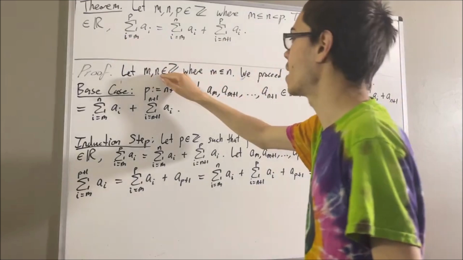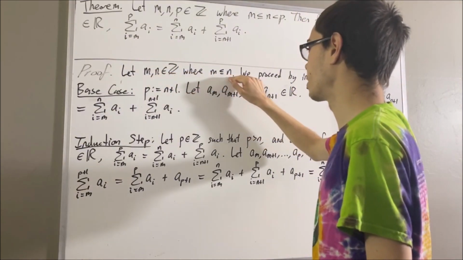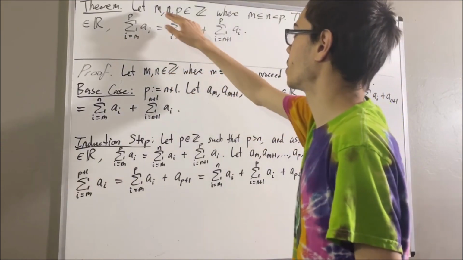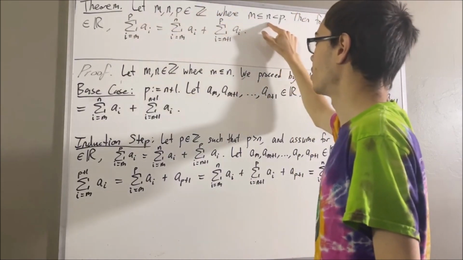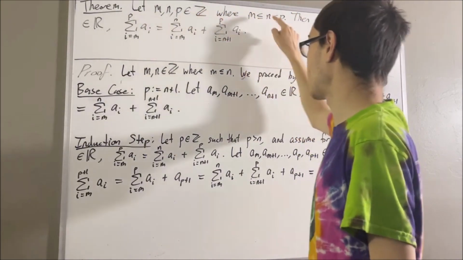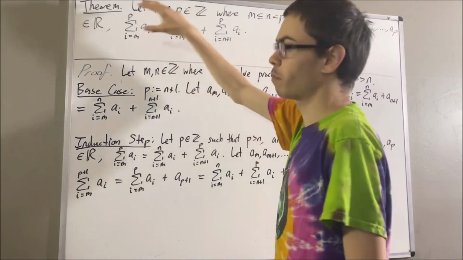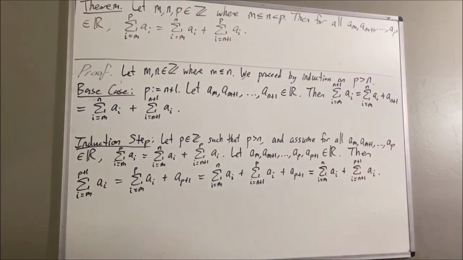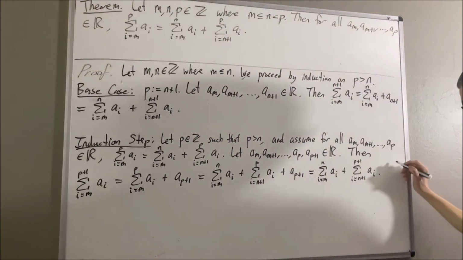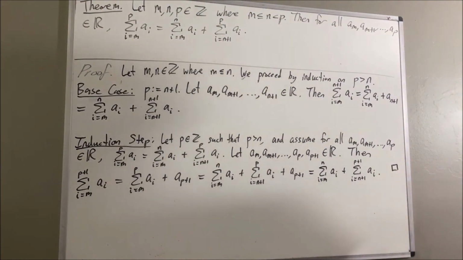Well, since m and n were arbitrary integers that satisfy this condition, this means for all integers m and n which satisfy this condition, we have for all integers p which satisfy this condition, that this is true, which means we have proven the theorem. And that's exactly what we wanted to prove. So this completes the proof. And so yeah, that's pretty much it for this video.